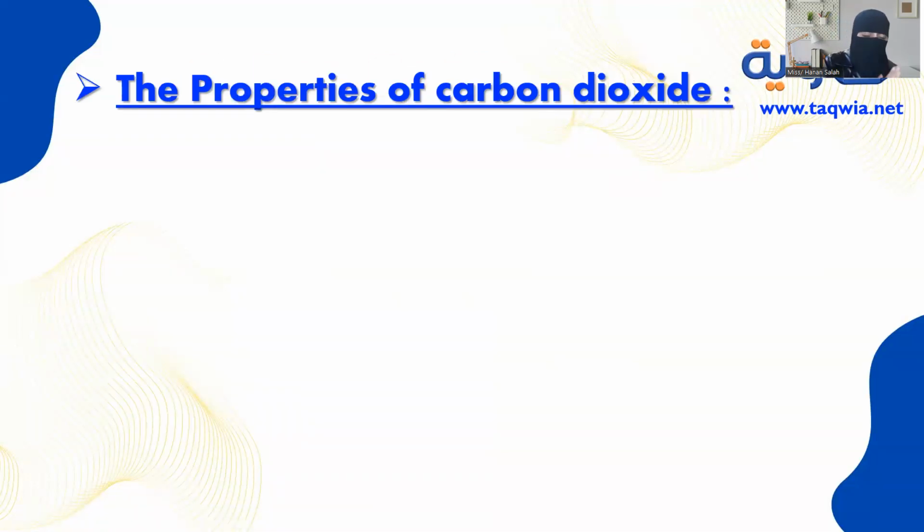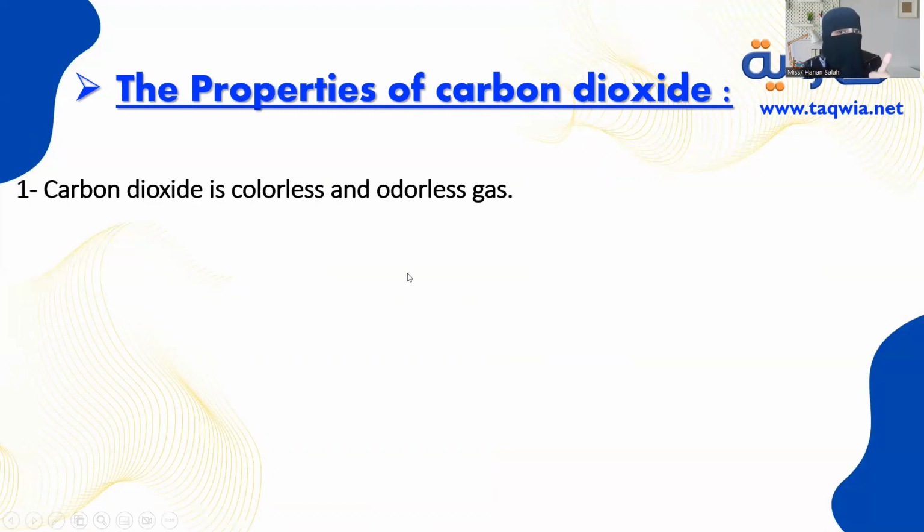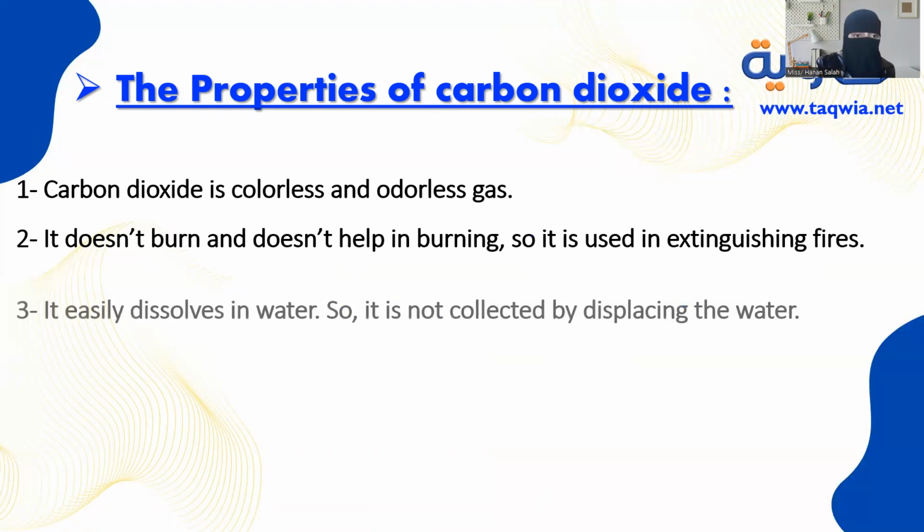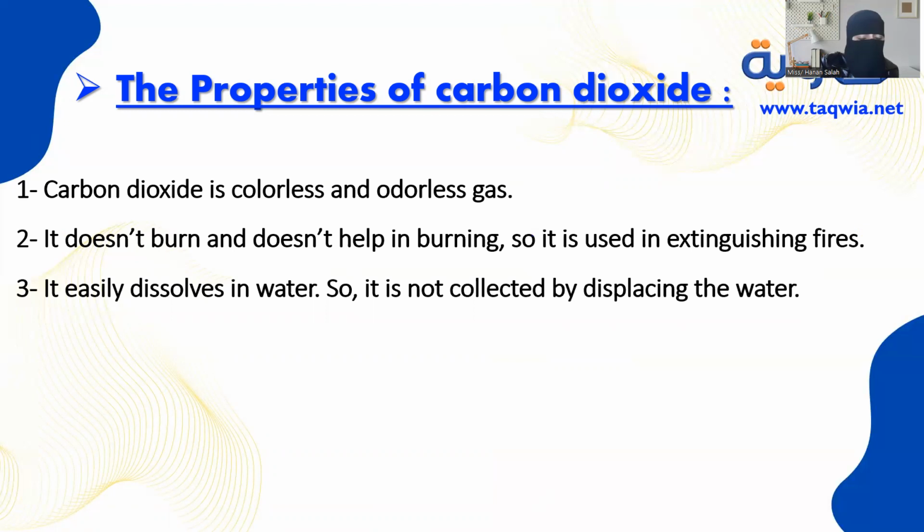Here are the properties of carbon dioxide gas. What are the properties of carbon dioxide gas, my dears? Carbon dioxide gas is colorless and odorless. But we can't say tasteless like oxygen gas, okay? For the second property, carbon dioxide gas doesn't burn and doesn't help in burning, so you can use it in putting off fires. And another property: carbon dioxide gas easily dissolves in water, so, like we said before, it's not collected by displacing the water.